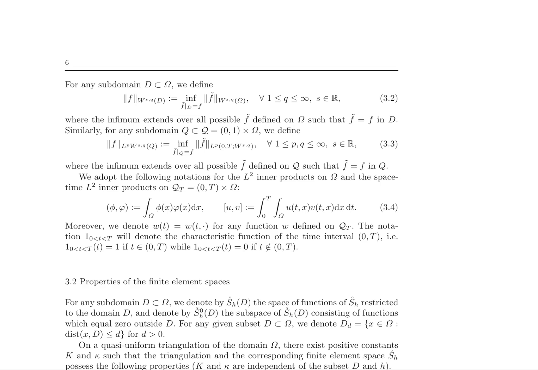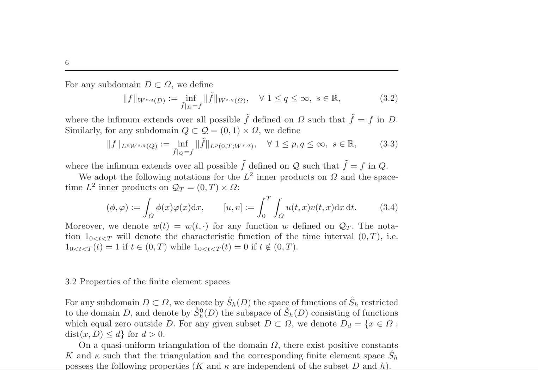The definition and properties of specific finite element spaces are crucial for the spacetime variational formulation of parabolic problems. A subdomain D within the larger domain omega is considered, and a spacetime variational norm for functions f on D is defined as the infimum of the norm of nabla f, over all possible functions f tilde defined on omega such that f tilde equals f in D.